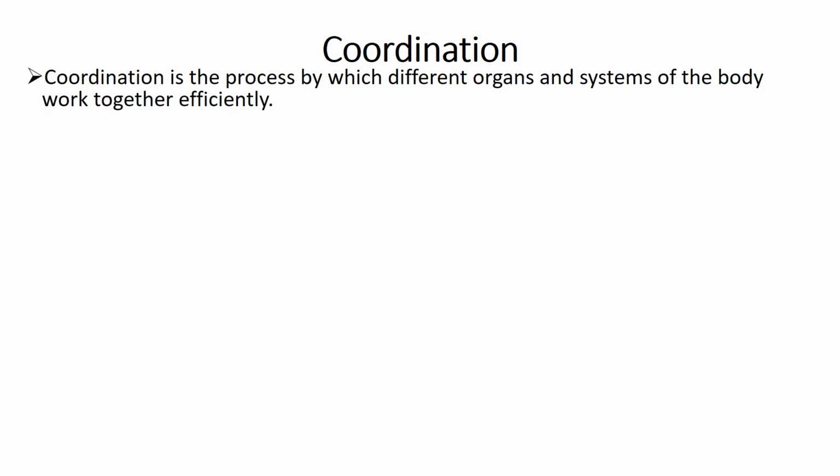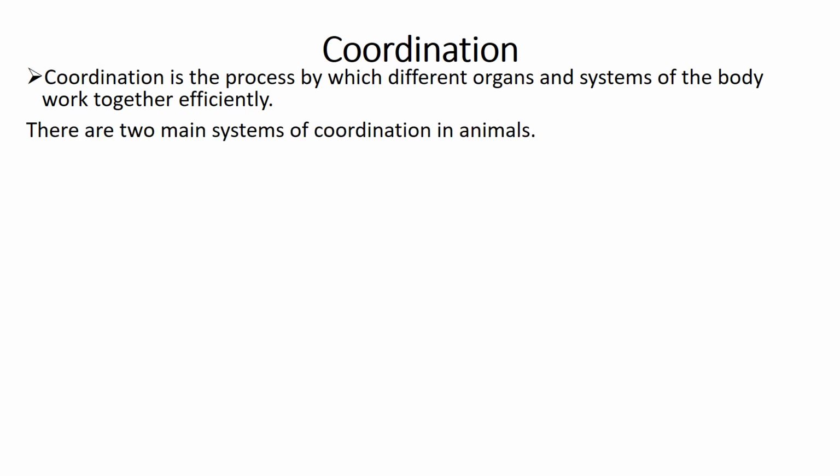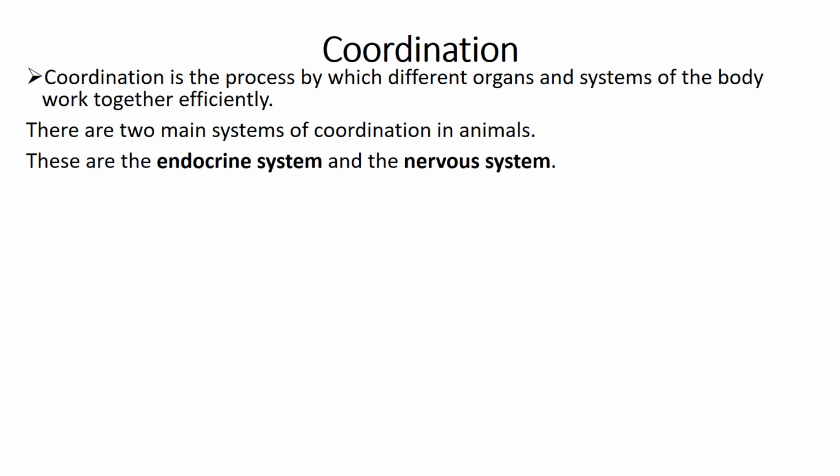So coordination is just the process by which different organs and systems of the body work together efficiently. So I'm going to study how this is achieved, how different organs and systems of the body work together. There are two main systems that make up coordination in animals. These are the endocrine system and the nervous system. So we're going to start with the endocrine system, then move on to the nervous system.